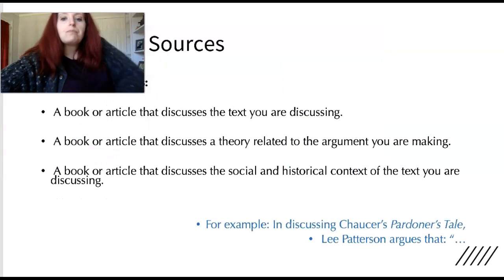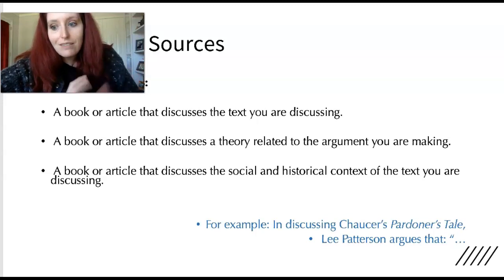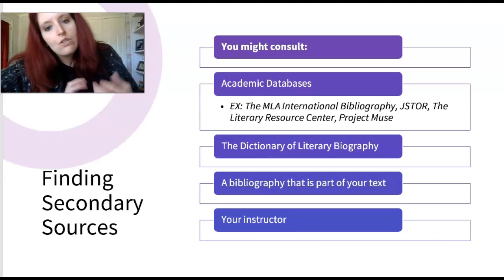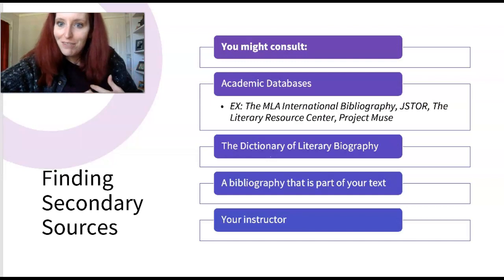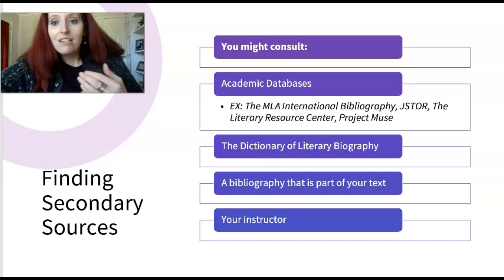Secondary sources are anything that discusses the text that you're discussing, and they can be books, articles, etc., that look at theory related to the argument you're making, social or historical context, or the text itself. So you can find secondary sources through the academic databases, the Dictionary of Literary Biography, a bibliography that is part of your text, or through me. You can ask me. I love doing research. I love helping.